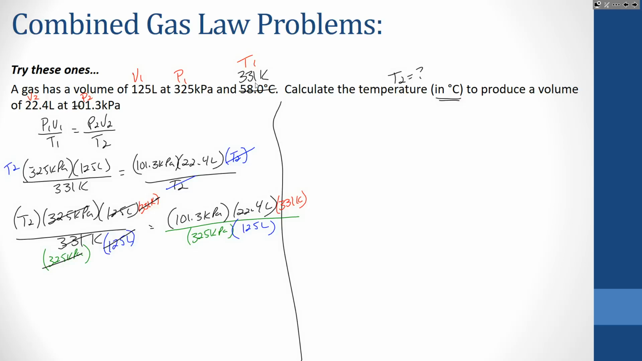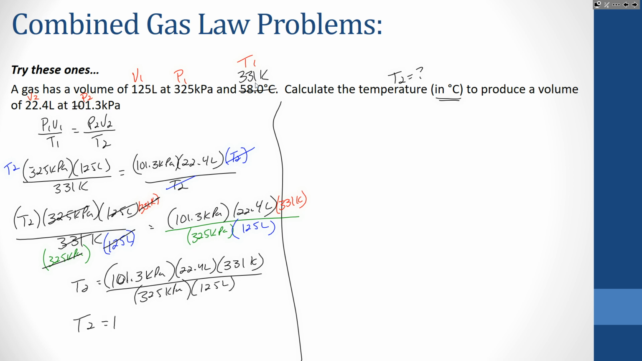So what you're left with is T2 equals 101.3 kPa times 22.4 liters times 331 Kelvin divided by 325 kPa, 125 liters. So T2 ends up being 18.49 Kelvin. Take away 273.